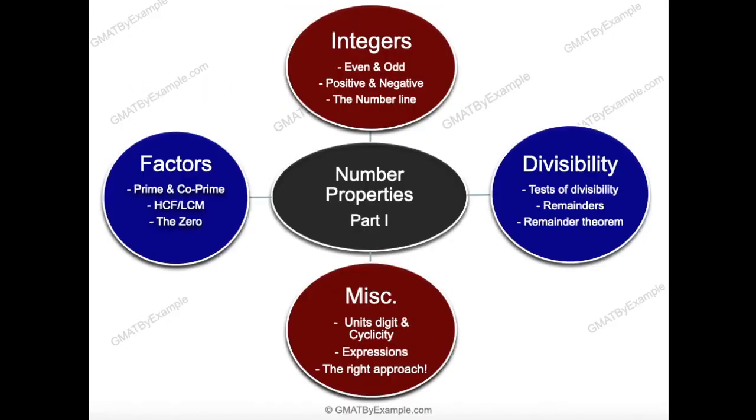Before we go any further, let me reiterate and remind you that number properties is a huge topic. Just for integers alone, there are so many topics. There is even and odd, positive and negative, stuff on the number line, their factors, prime, co-prime numbers, HCF, LCM, tests of divisibility, and this is all just for integers. There's going to be a separate tutorial for kind of non-integers part of the number properties as well. And let's not forget about zero, right? That single thing can throw a wrench in any question, and we will come to that.